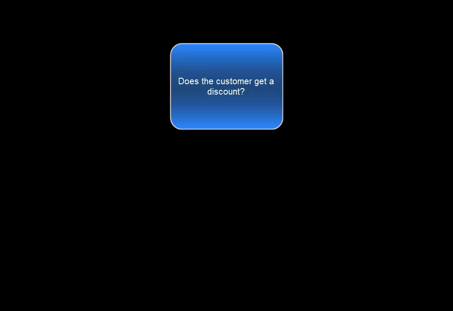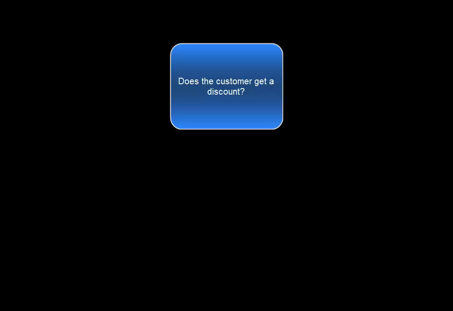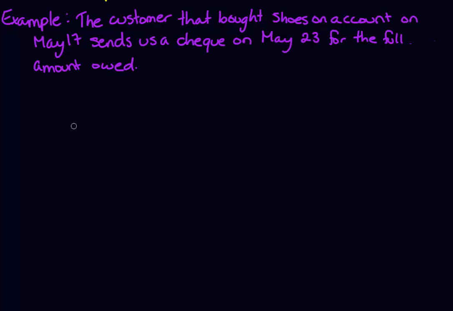If the customer paid outside the discount period, so if more than 15 days had passed from when we received our payment, then our transaction would just be simply debit cash, credit accounts receivable for the full $1,500. However, if they pay us within the 15 days, we have to honor that discount and they can pay us less money. They can pay us 1% less. So let's look at that example.